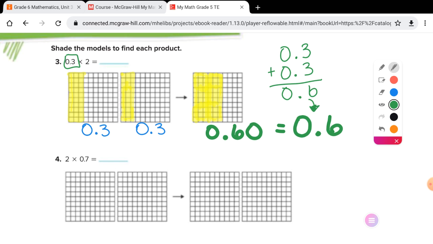Follow the same process. You start with the first number. Like first number. So can we shade 2 holes 7/10 times? Can we shade 7/10 2 times? Yes, so you'll be shading 7/10 in each box. So 7/10 here, 7/10 here, and then you're adding them together over on this side.